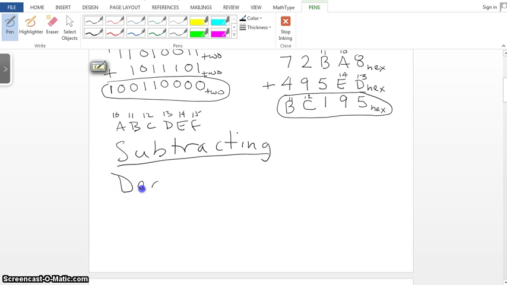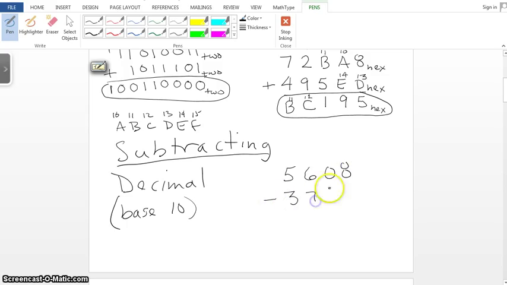Alright, let's start with the decimal system, which is base 10. Alright, let's do, I think these are the same numbers that we did up here, but we'll do this illustration, and then I'll move down a page. 5, 6, 0, 8. This time I'm going to be subtracting 3, 7, 1, 9. How about that? All this is decimal, so if you see I don't have any bases on here. All this is decimal, base 10.